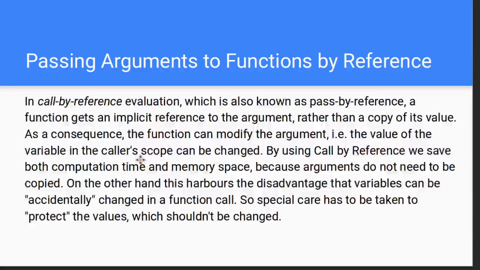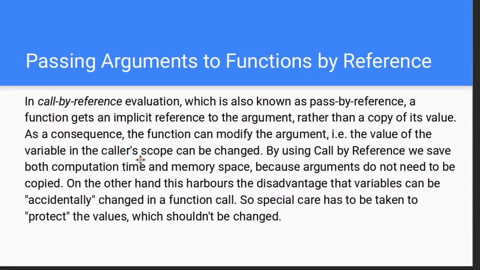But if you pass something that's mutable, Python will assign values to the parameters in the function with the call by reference evaluation, which is the reference to the object you're passing is passed to the argument. So as a consequence, the function can modify the argument, can modify the value. In other words, the value of the variable in the caller scope can be changed.